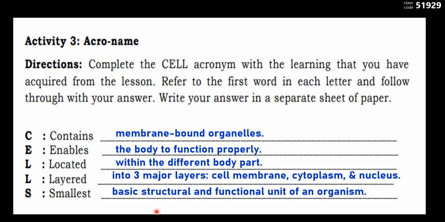The correct answer is for C, contains membrane-bound organelles. For E, enables the body to function properly. L, located within the different parts of the body. L, layered into 3 major layers, the cell membrane, cytoplasm, and nucleus. And S, smallest basic structural and functional unit of an organism. So that is the acronym for cells.